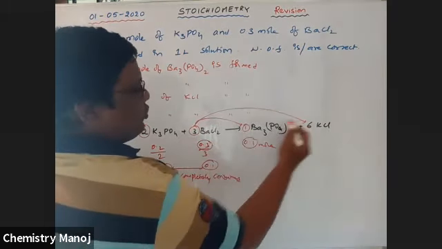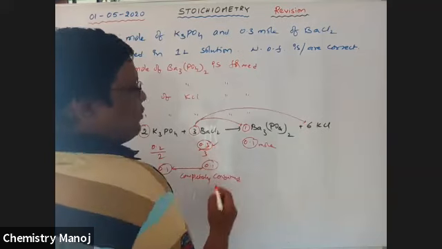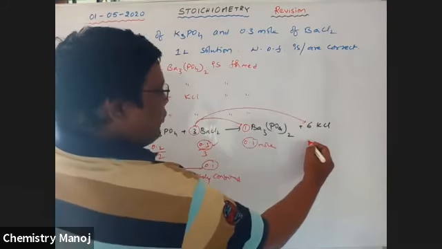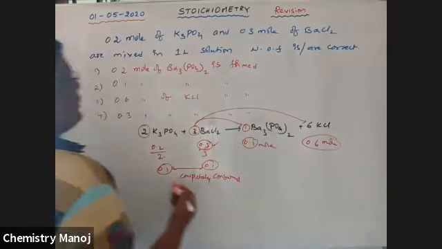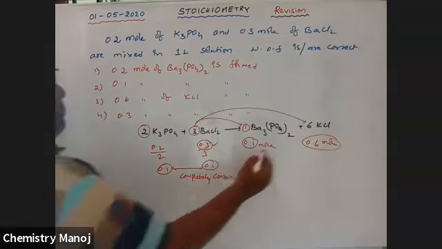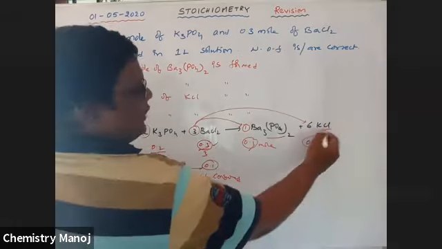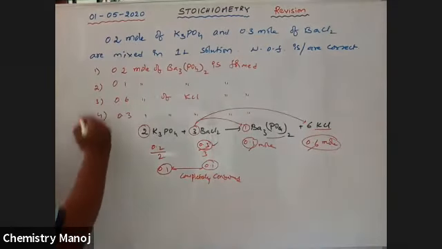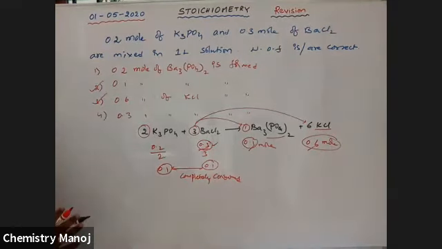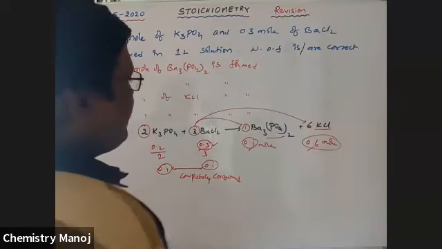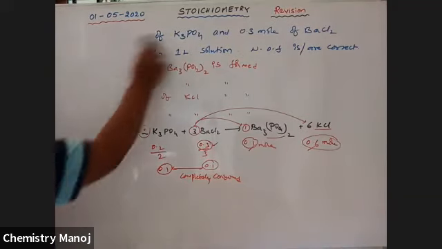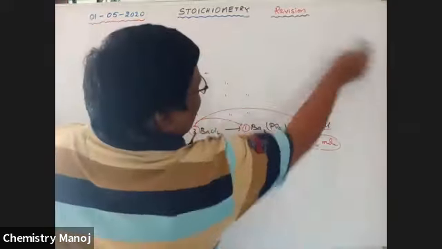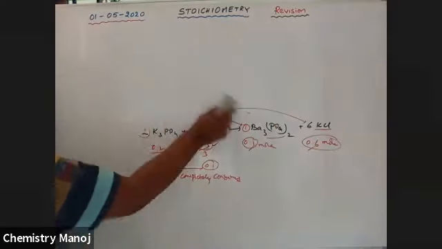So 3 moles gives 6 moles, 0.3 moles gives 0.6 moles. Therefore, Ba3(PO4)2 is 0.1 mole, KCl is 0.6 mole. That is, both 2 and 3 are correct. No doubt all these are covered in our previous classes.